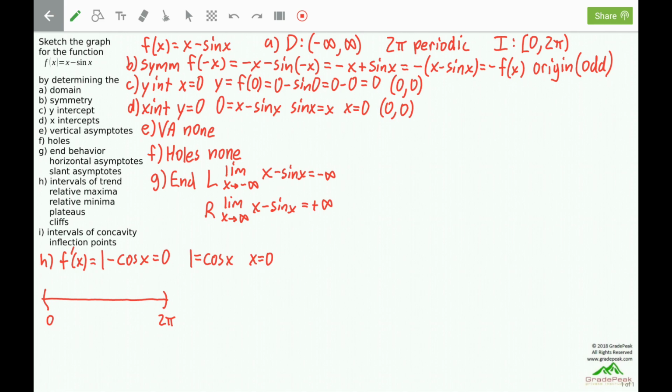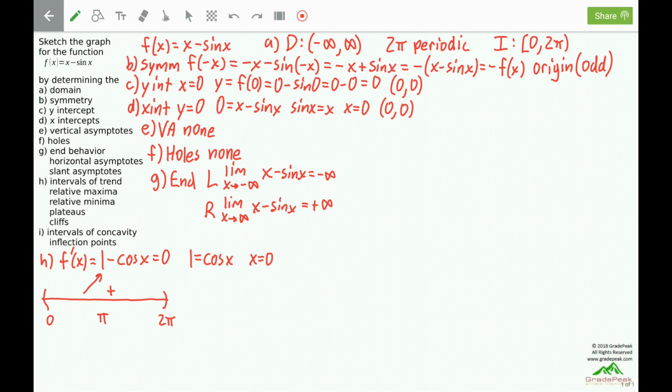We can pick a test value between 0 and 2 pi. Pi works. We can test the trend by plugging the test value into the first derivative. We only care whether it's positive or negative here. Cosine of pi is -1. 1 minus a -1 is 1 plus 1. That will be a positive number. We have a positive first derivative. This corresponds to an increasing trend.